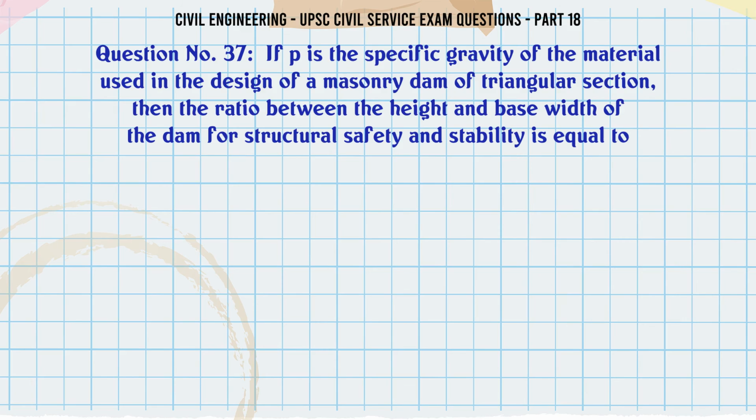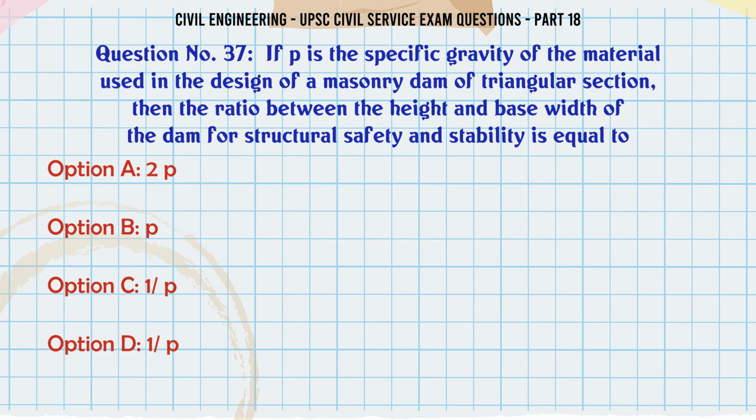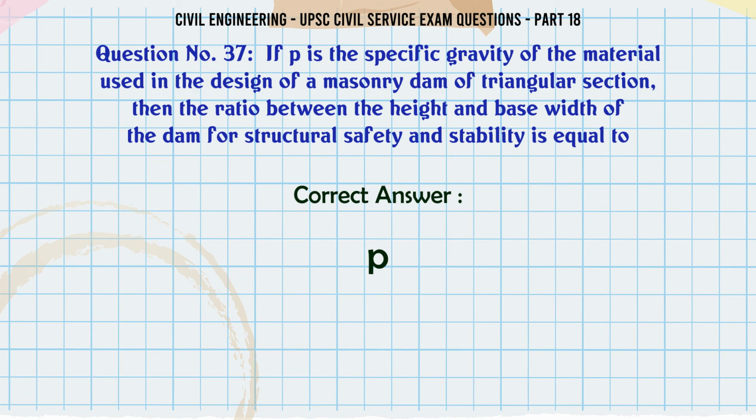If P is the specific gravity of the material used in the design of a masonry dam of triangular section, then the ratio between the height and base width of the dam for structural safety and stability is equal to A, 2P; B, P; C, 1/P; D, 1/√P. The correct answer is P.